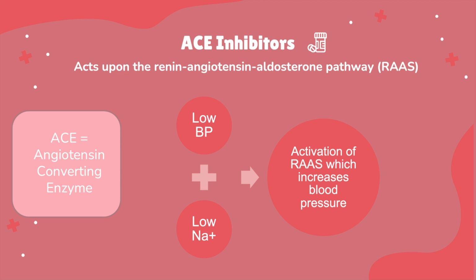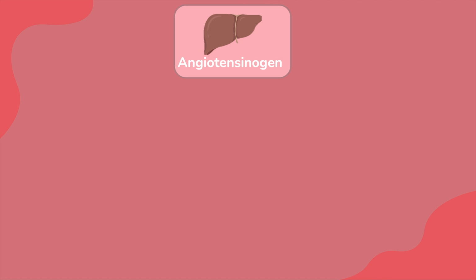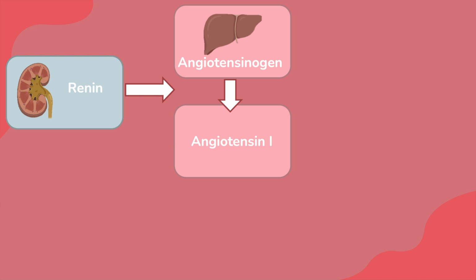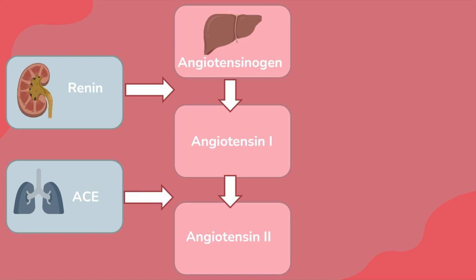Normally, this pathway works to increase blood pressure in response to low sodium levels or a drop in blood pressure detected by the kidneys. This is achieved by the release of renin, a molecule which enters blood circulation and converts the liver hormone angiotensinogen into angiotensin-1. This is where ACE comes in. ACE is produced by the cells lining the lung and the renal system.